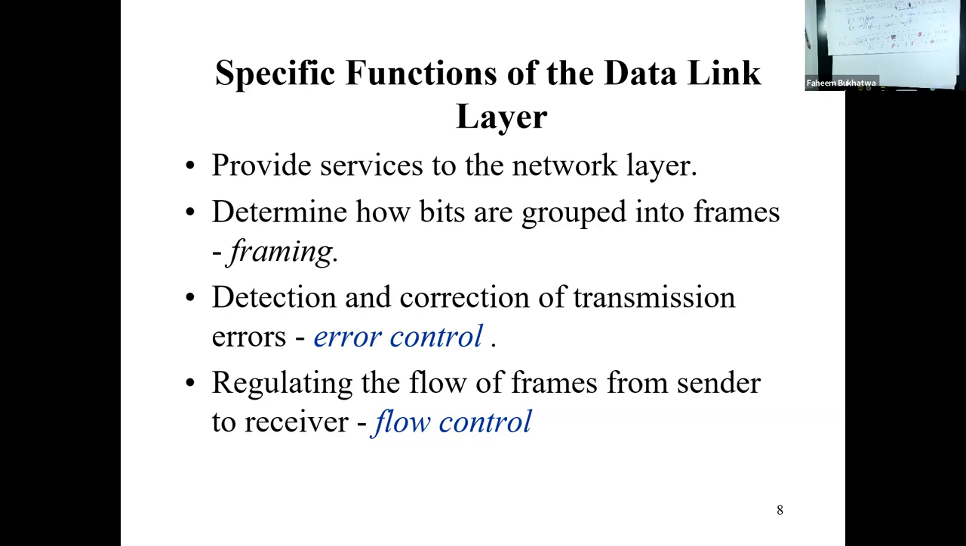That's also a function. In some networks, not all networks require that between two neighbors. And regulating the flow of frames. So if one neighbor is faster than the other, how do we control this so the faster sender cannot overwhelm the slower receiver? Just with the connection error detection between node to node.